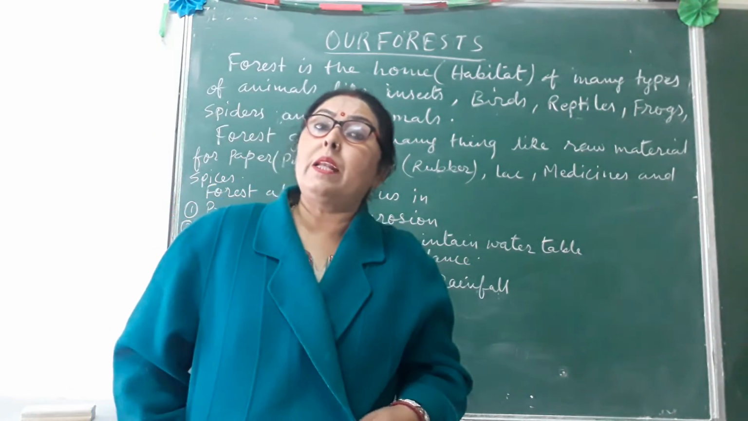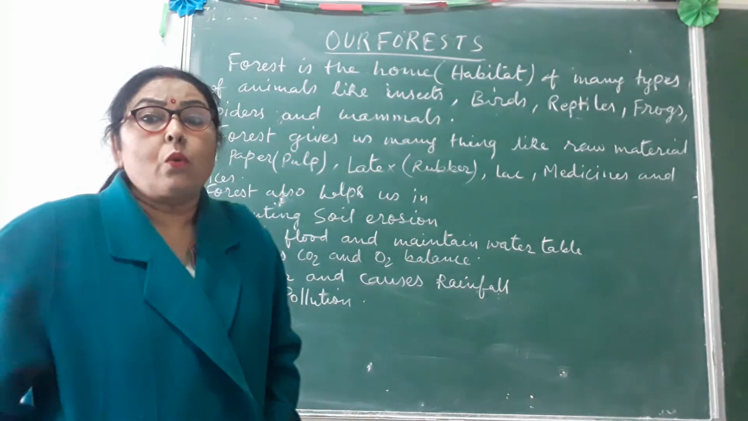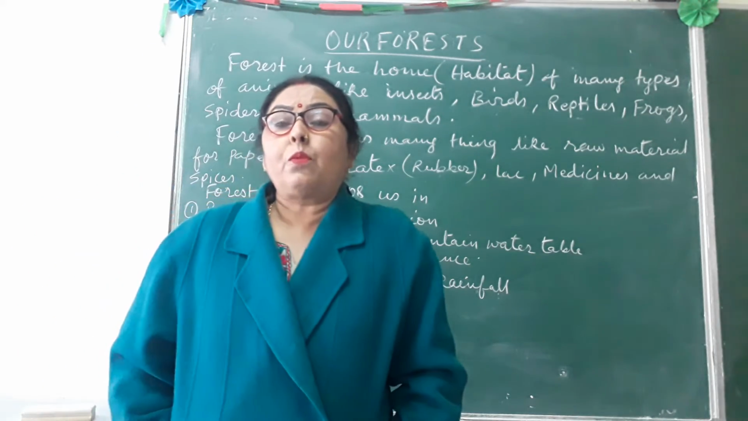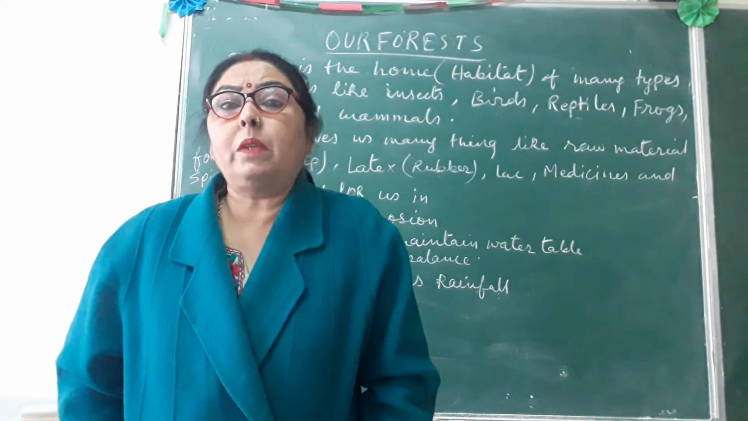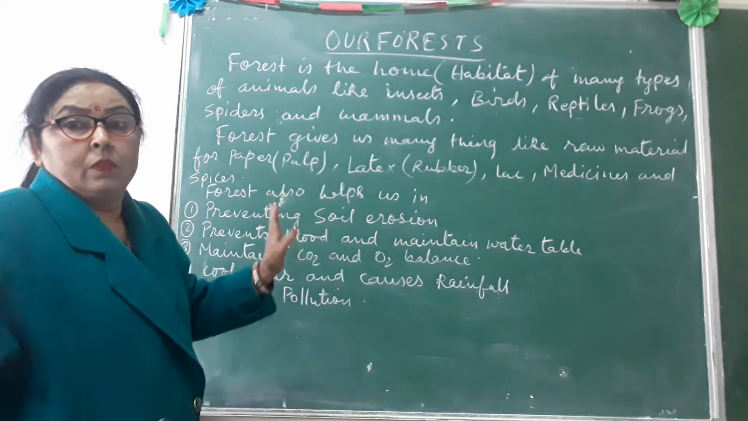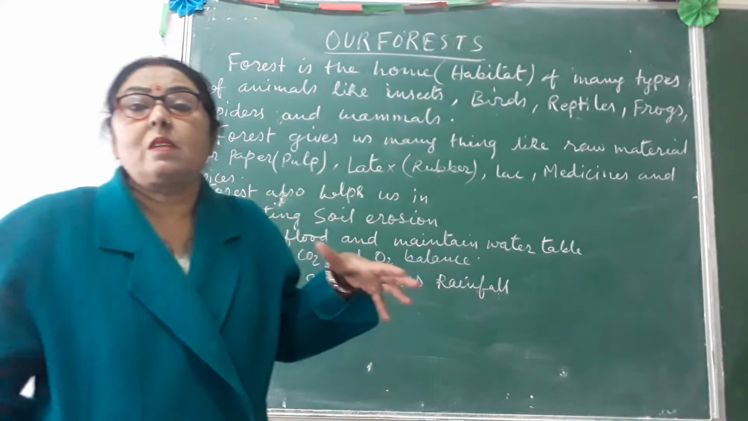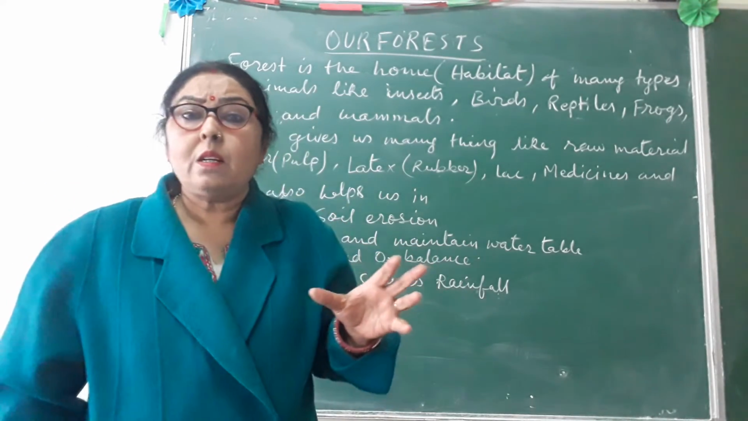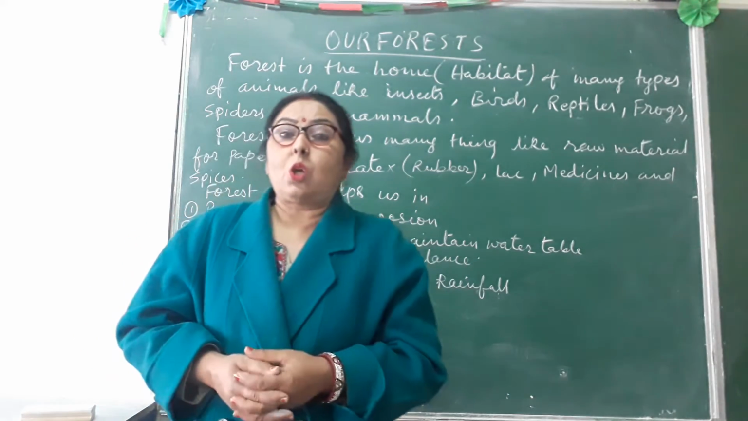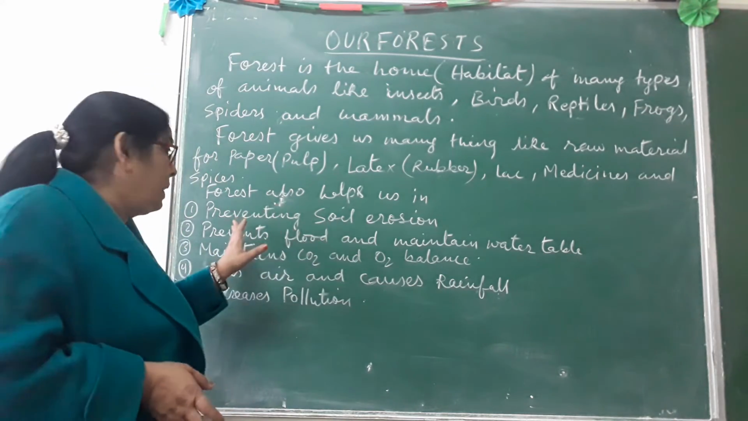The top soil is the most important part of the forest soil. So if the top soil is not found in the soil, the soil will become infertile. So fertility will be taken away. So how do forests help us in prevention of soil erosion? We all know the roots of the trees bind the soil, and thus soil erosion is prevented.